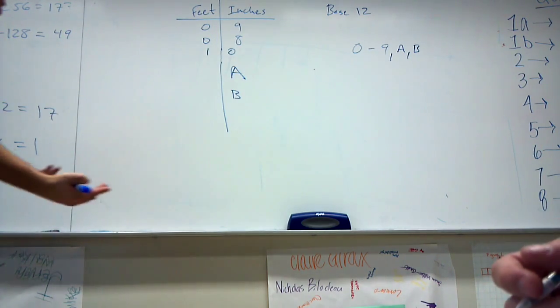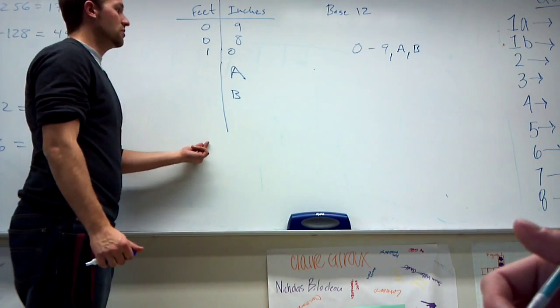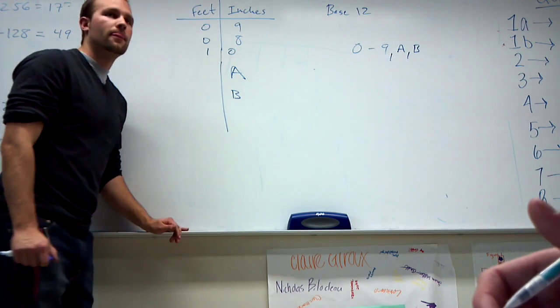Okay, we were working with ones and zeros. Why are there A's and B's up there now? So when you get to 12, it'll be 1.